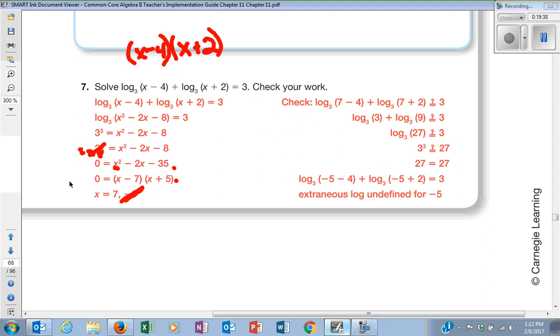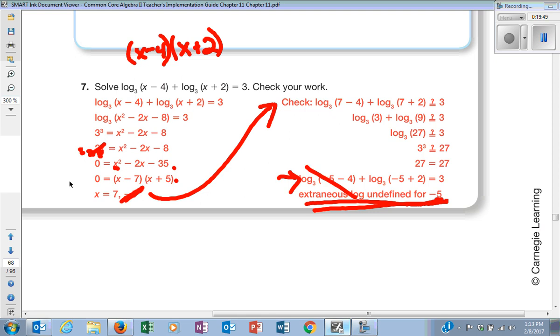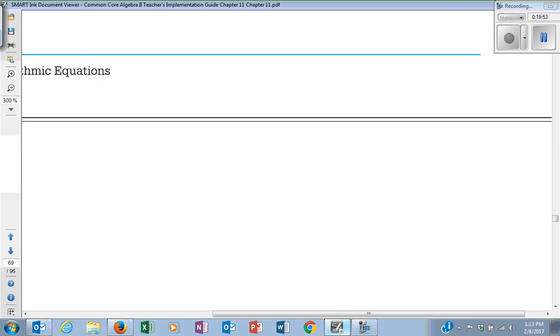They cross this one out because when they go over here and check, it doesn't work. Right here, it gives me an extraneous solution. -5 doesn't work, so that one gets thrown out. All right, so that's a very good example for the stuff you're going to have to go through.